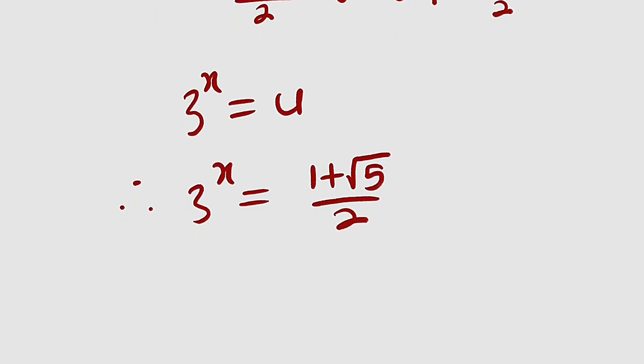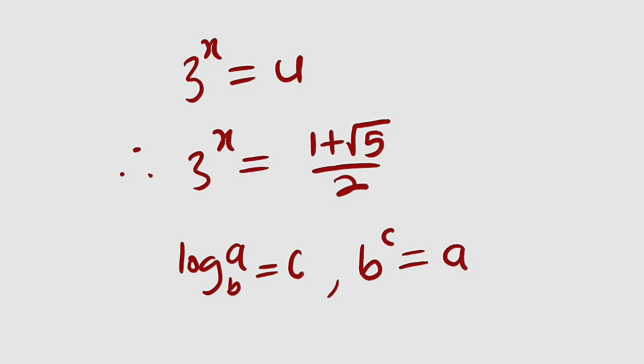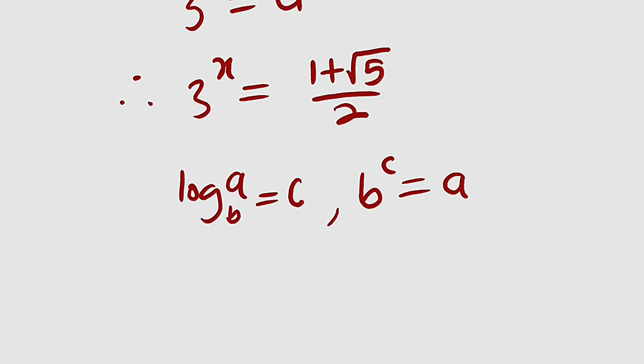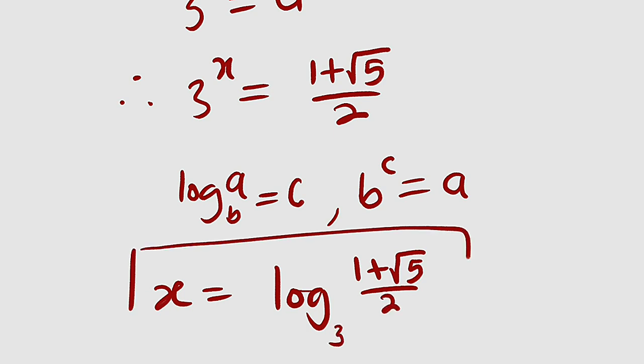So what will be the value of x? From the definition of logarithm, remember, if you have log a base b equal to c, b raised to the power of c is equal to a. So if you apply the same thing here, you can see that x will be equal to log of 1 plus root 5 divided by 2 with the base of 3. And hence this is just the solution to the problem.